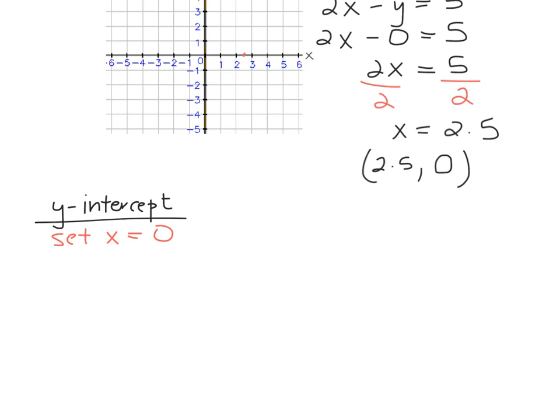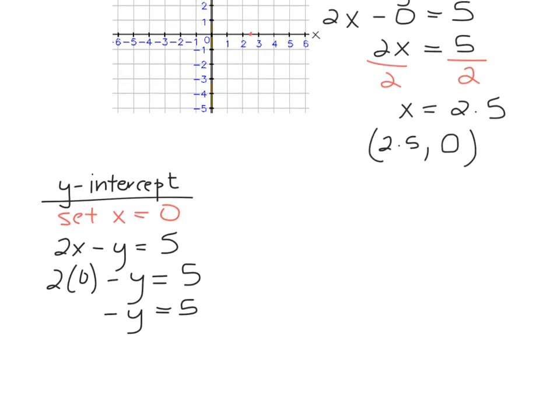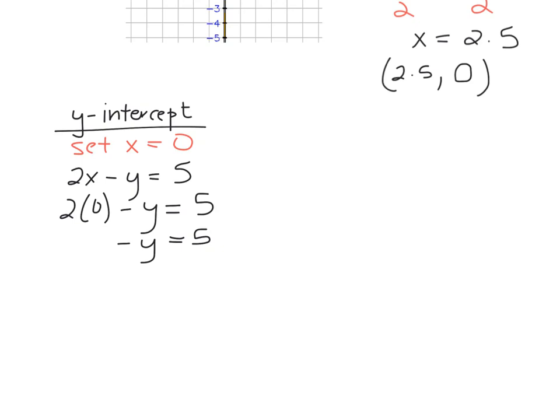So I'm going to go ahead and recopy the equation. And in the place of x, I'm going to substitute a 0. So 2 multiplied by 0 is a 0. So that's going to leave me with negative y equals 5. And then it's just a matter of solving and isolating for y.